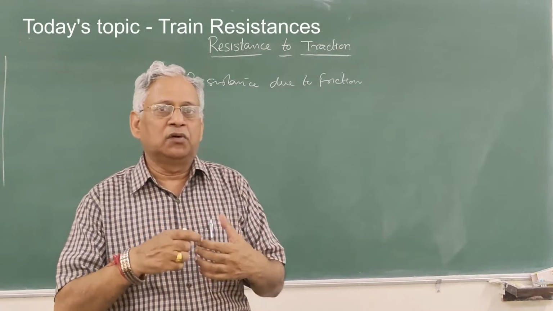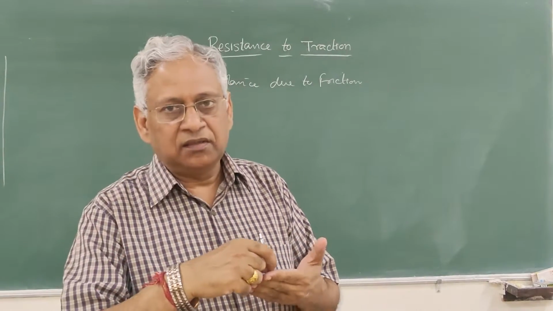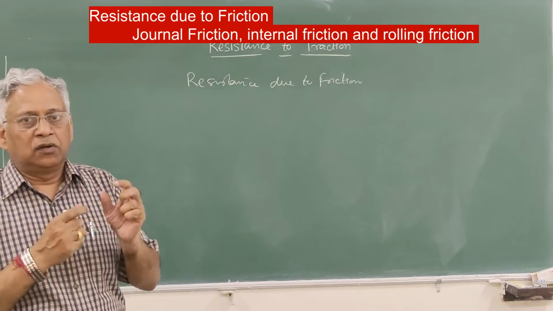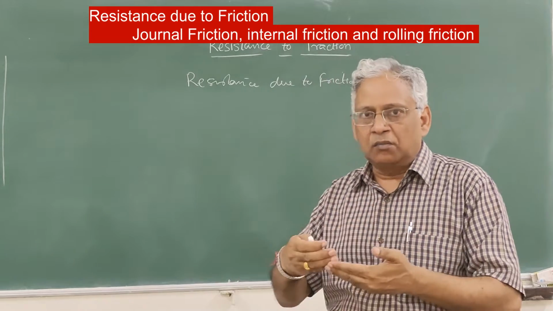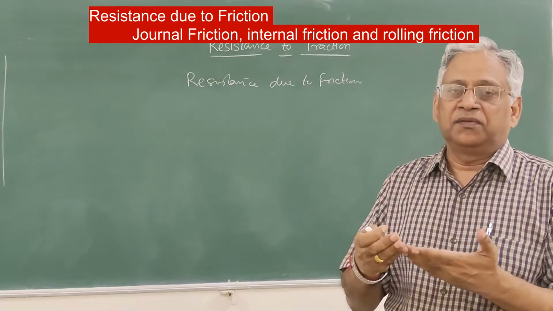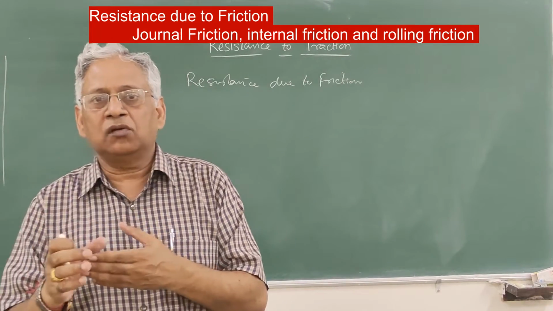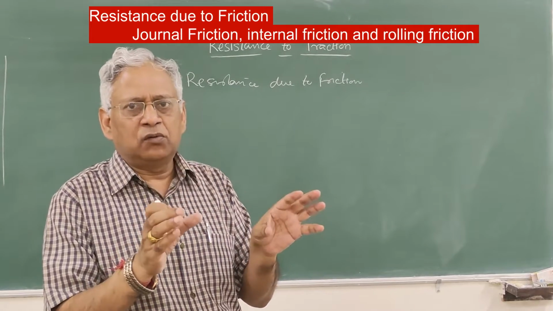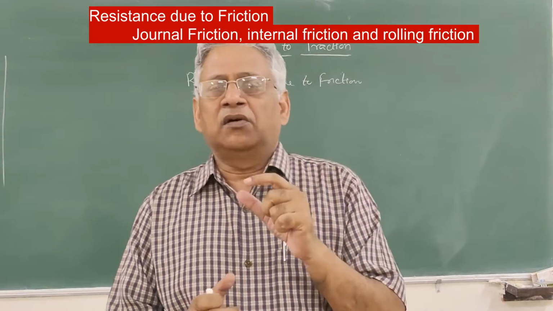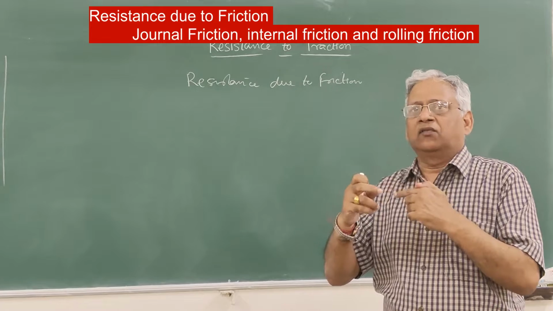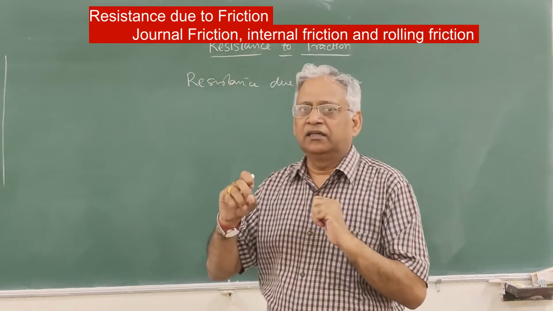Now this resistance is composed of three components, that is journal friction, the internal friction and the rolling friction. Journal friction is the inertia of the locomotive or wagon itself, and it depends upon the type of lubricant used, the age of the rolling stock, and temperature also, and some other factors. The internal friction is because of movement of internal parts of a locomotive or a wagon, and rolling friction is the friction between wheel and the rail.